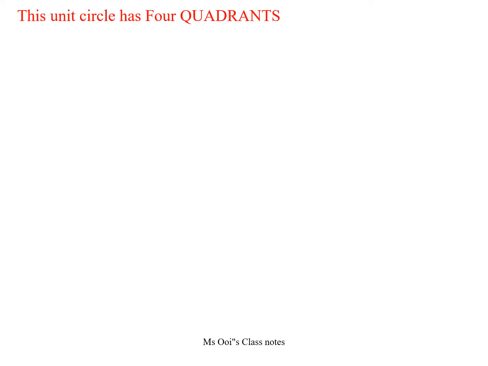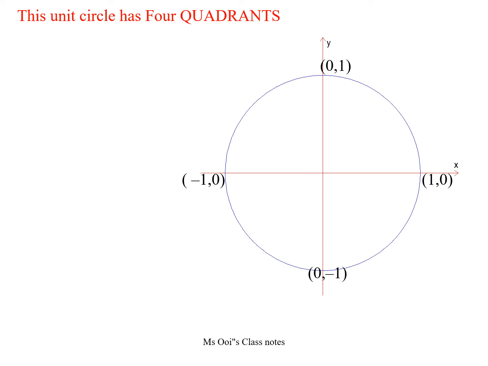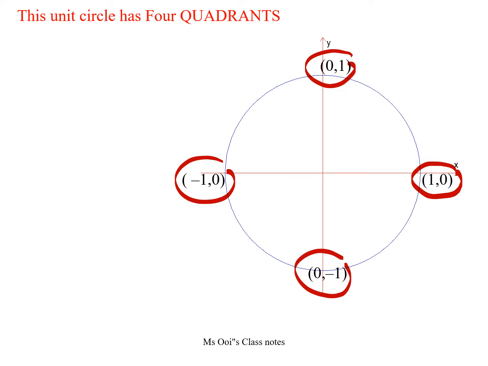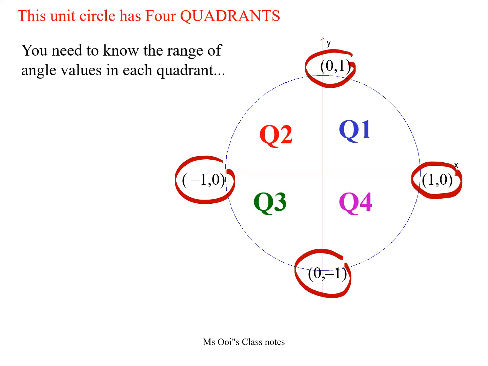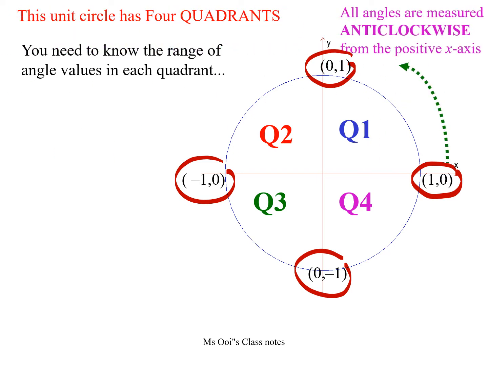So the unit circle has 4 quadrants. Let's look at each coordinate. The boundary points are (1, 0), (0, 1), (negative 1, 0), (0, negative 1). So we have 4 quadrants: quadrant 1, quadrant 2, quadrant 3, and quadrant 4. You need to know the range of angle values in each quadrant. All angles are basically measured anticlockwise from the positive x-axis. And of course, negative means that it is measured clockwise.